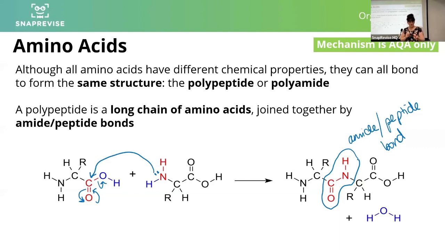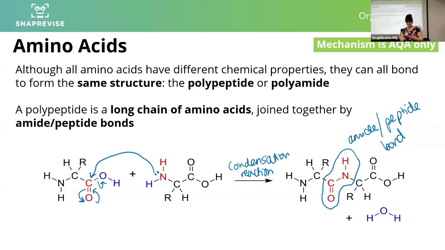The mechanism we've got here is AQA only. So AQA students, you need to know the mechanism. Everybody else, I think it's important to understand what's happening, but you don't need to know the mechanism. You can then see, hopefully, that the water molecule is lost, so it is a condensation reaction.